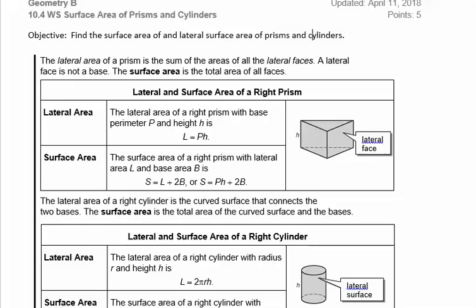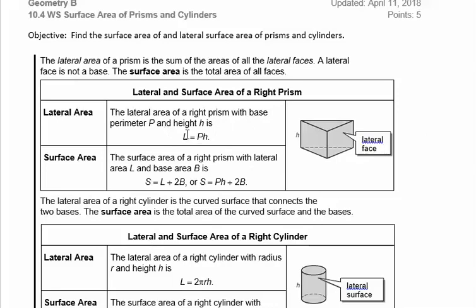So this is the time you would want to dig out your Chapter 9 notes and those formula books you made, because you're going to have to remember how to find the area of the faces of your prisms and the circles of your cylinders. So at the top here we have the formulas for surface area and lateral area of each.